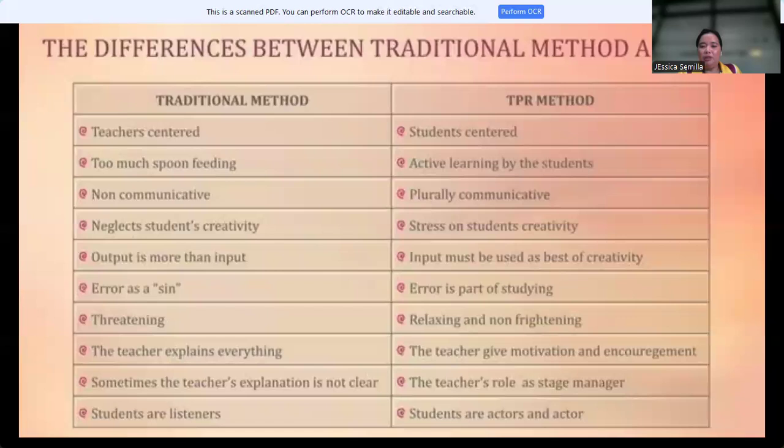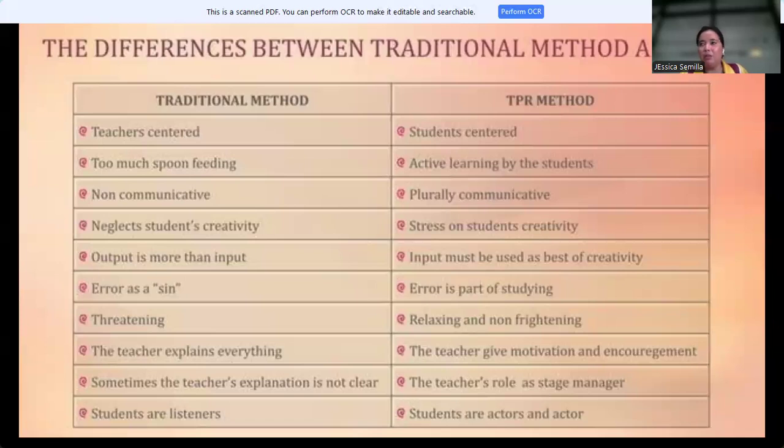So if you're going to compare TPR to the traditional method, when we talk about the traditional method, this is just about teacher-centered. On the other hand, the TPR method is student-centered, because the students are doing the task, listening to the teacher, and then doing the task based on the vocabulary being presented or utilized. So in the traditional method, too much is spoon feeding, but in TPR, there is active learning by the students. On the other hand, the traditional method is non-communicative because the teacher is always talking. On the other hand, the TPR method is plurally communicative.